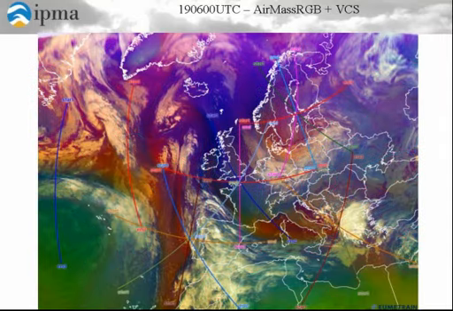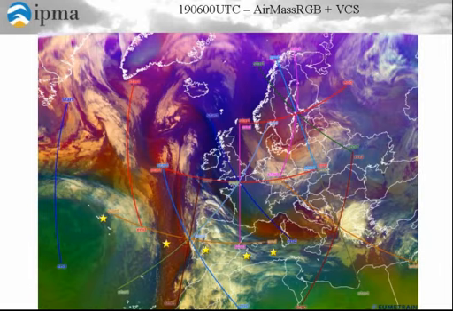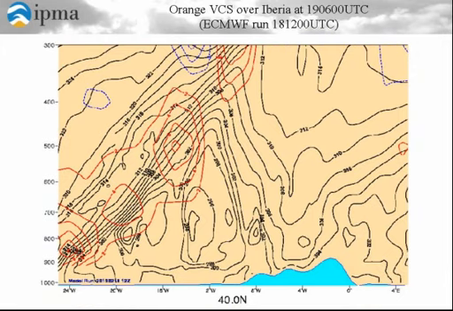So I want to show you some cross sections. I'm going to show you first this one here over Spain. It's interesting to see these close lines here in the isentropes, and it means that we have a high gradient of isentropes with warm advection, these red lines over here, and we have a front. In this case, it's a warm front.